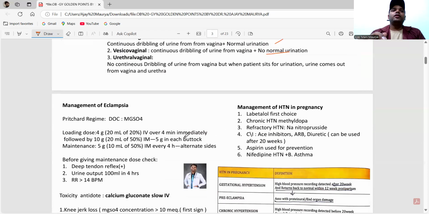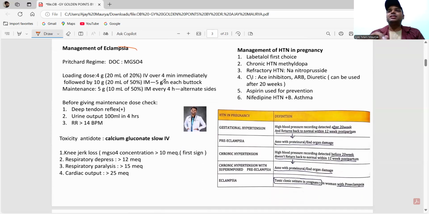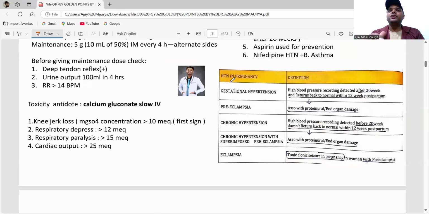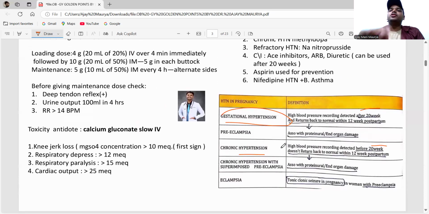Next one, guys. Okay, next is the management of eclampsia. Please remember, guys, let's just remember the definitions here. What is gestational hypertension? It means when the blood pressure is detected after 20 weeks and returns back to normal within 12 weeks. It's called gestational hypertension. What is chronic hypertension? If it is detected before 20 weeks, it's called chronic hypertension. Eclampsia, I think everyone knows about this one: tonic-clonic seizure in pregnancy with preeclampsia hypertension.